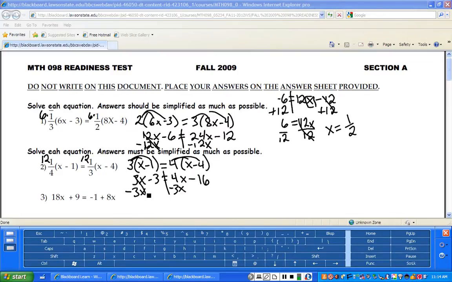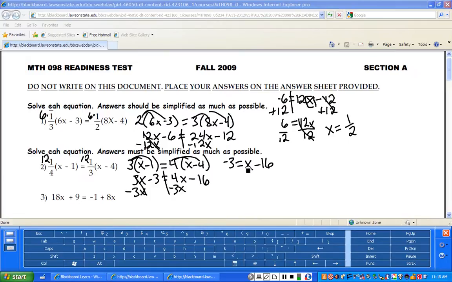It cancels on the side that I moved it from. When I combine it on the right hand side, it becomes just an x. So I keep my negative 3. I didn't do anything to it, so I keep it. So negative 3 equals negative 3 equal sign. Now 4 minus 3 is 1x, so there's my 1x. And the minus 16 I keep because I didn't do anything to it. So there's my minus 16.